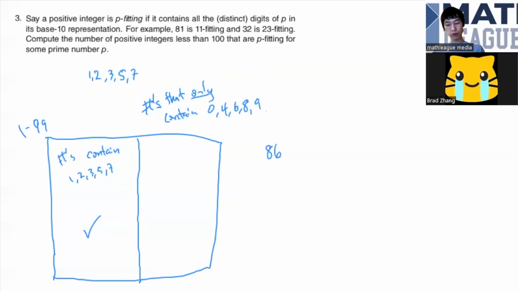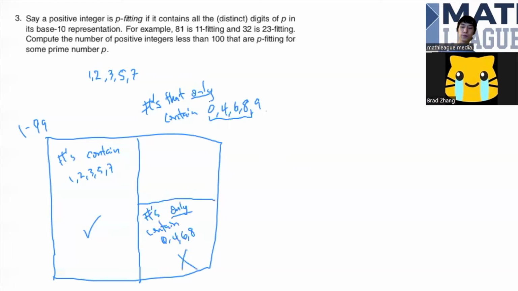And so now we notice here that if you create any number using these 4 digits, any number that contains only 0, 4, 6, and 8, it's not going to be p-fitting since you can't create a prime number from those digits. So let's section this off again and write down what we figured out. Numbers that only contain 0, 4, 6, 8 are not p-fitting numbers.